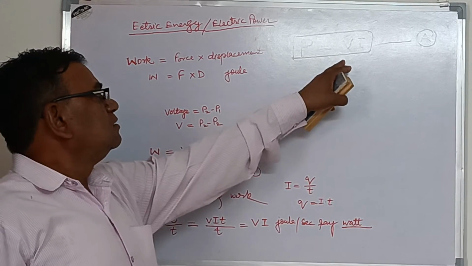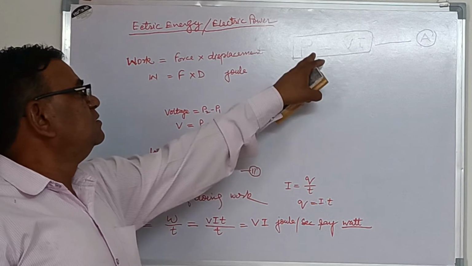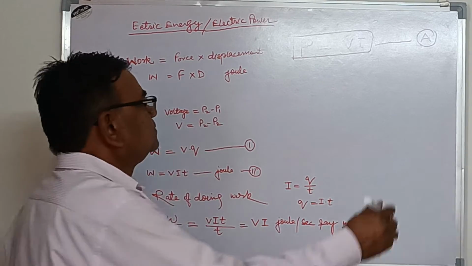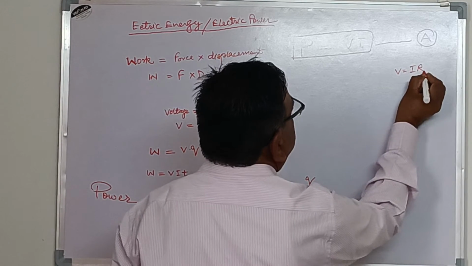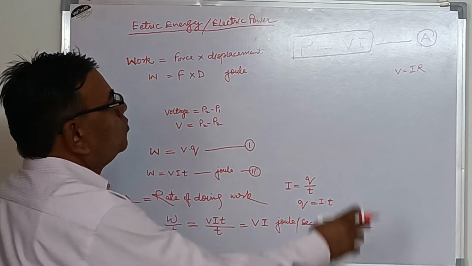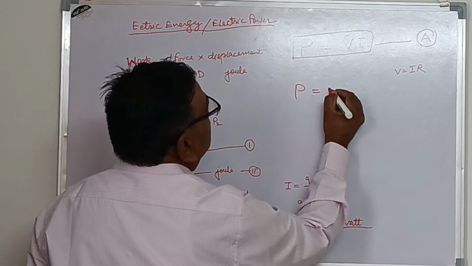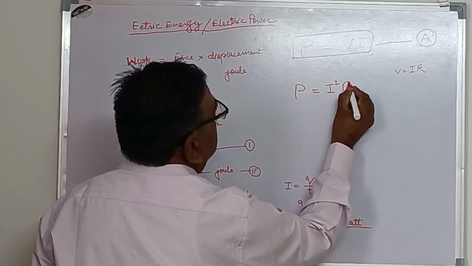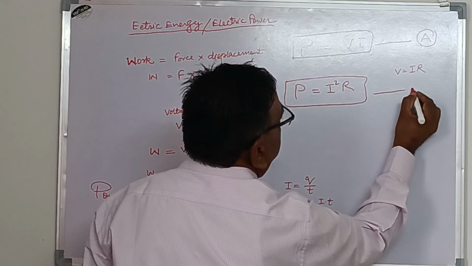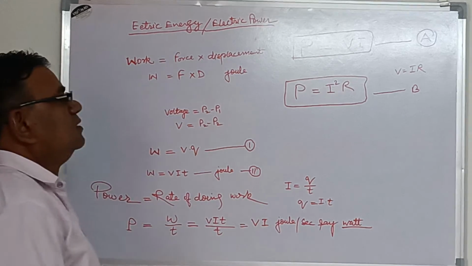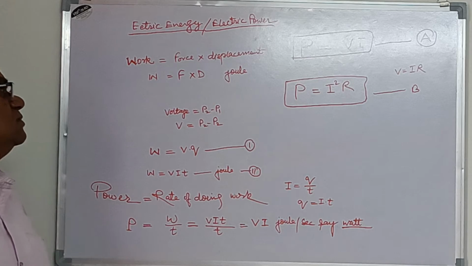Now using Ohm's law, two different forms of this equation can also be written. Ohm's law, V is equal to IR. Now put the value of V here. So P is equal to I square R. This is the second form, let it be equation B. This is the second form of the electric power equation.